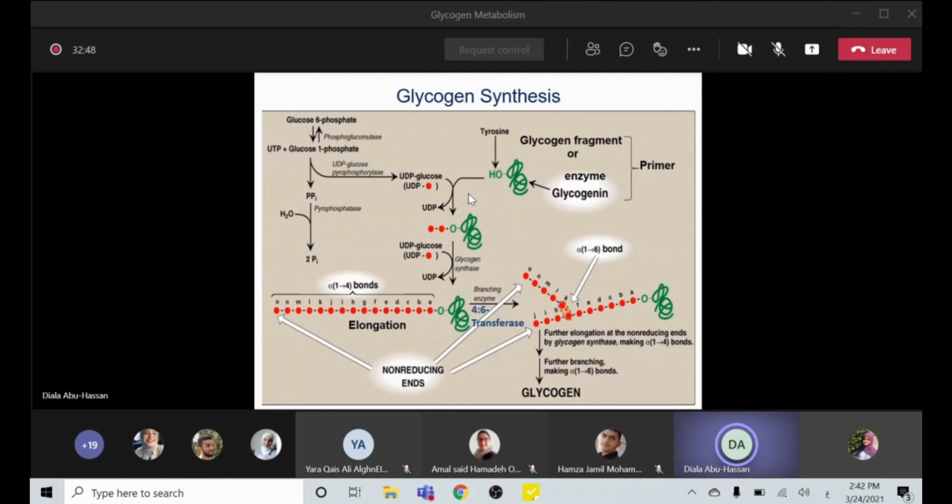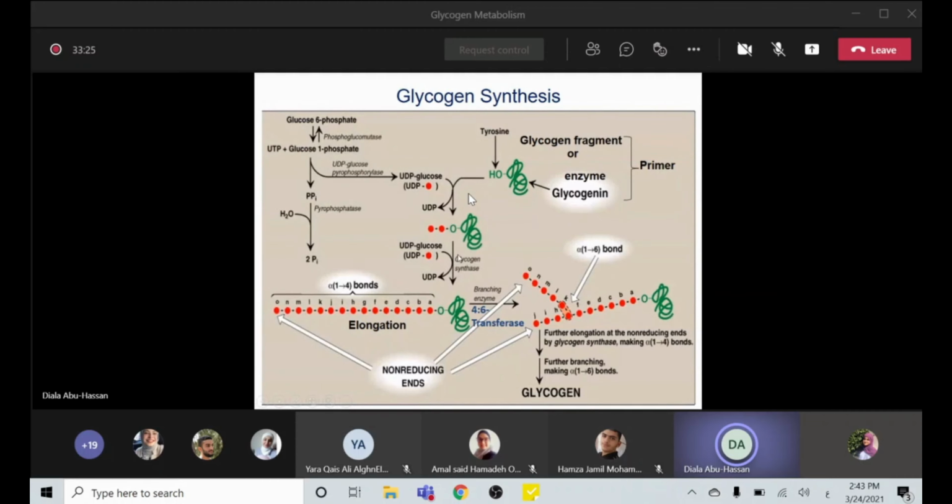The glycogenin, طبعا glycogen fragment مفهومة, I have the residues and I can add more residues to it. But for glycogenin, this molecule contains the amino acid tyrosine. And tyrosine, if you remember, has an OH group in its side chain. So it can interact through the oxygen of this OH group with the incoming UDP glucose. The UDP glucose is going to lose the UDP molecule, and just glucose is going to get attached to the oxygen of this tyrosine or to the glycogen fragment.